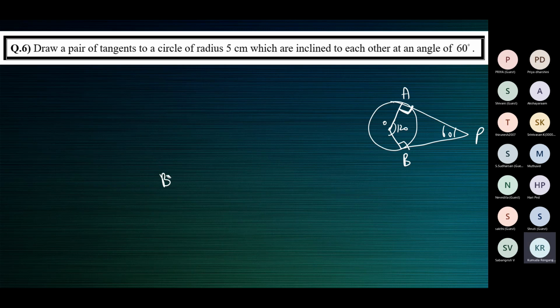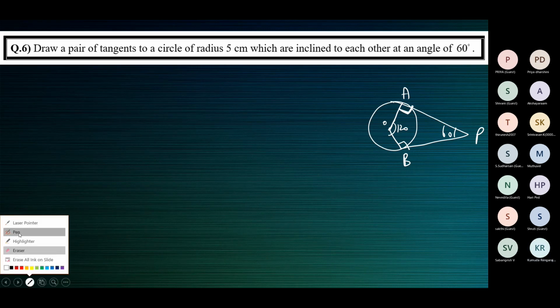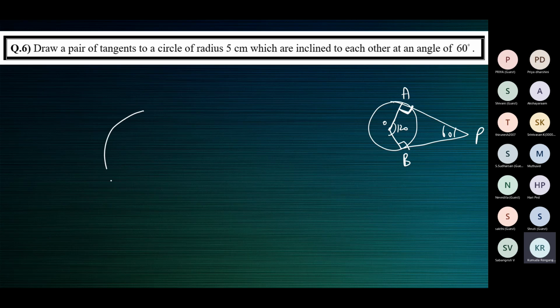So like that you get the radius OA and OB. So first, a circle of radius 5 centimeters. Obviously you know the center because you use the compass, so you call it O. Then I said you need a baseline for constructing the angle. So you just mark a point like this and call it A.